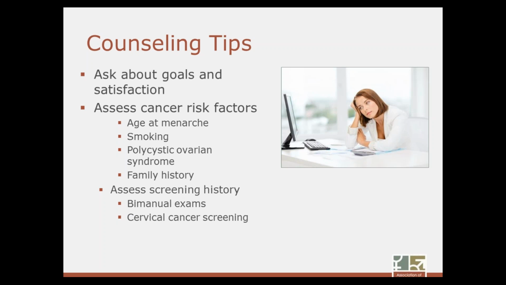You're also going to want to talk to her about her cancer risk factors, some of which might be modifiable, such as smoking, and some of which are not modifiable, such as the age that she started getting periods, so menarche. You also want to find out about polycystic ovarian syndrome, which can increase your risk of endometrial cancer, and her family history.